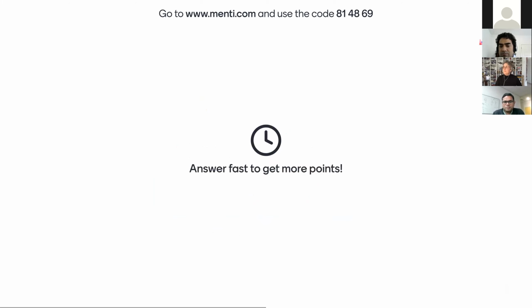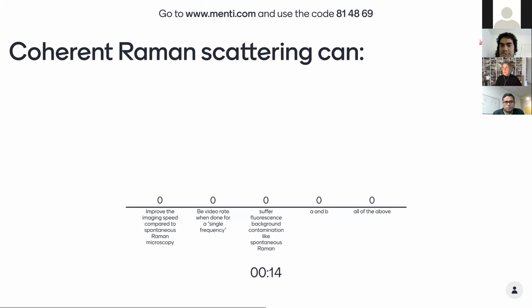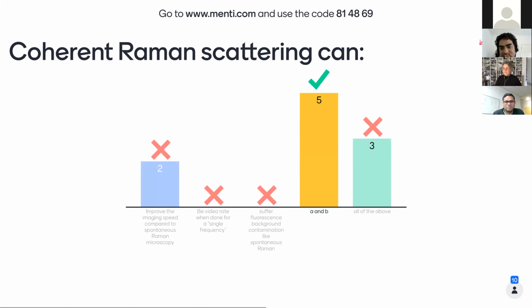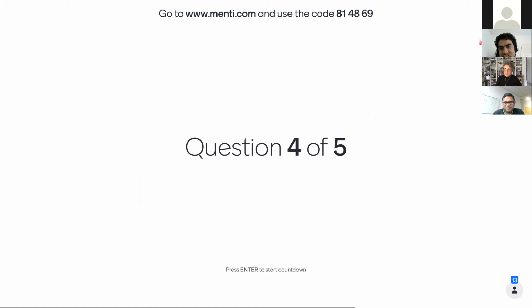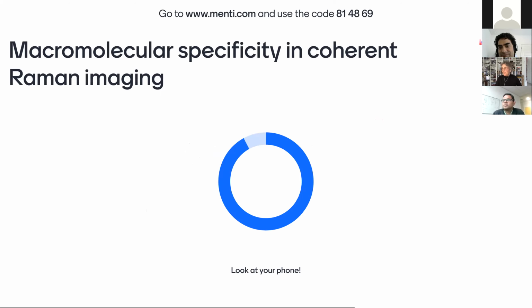Number three: coherent Raman scattering can improve the imaging speed compared to spontaneous Raman, reach video rate when done for a single frequency, suffer fluorescence background contamination, A and B, and all of the above. The time is up. A and B was correct. Very good. Five people got it right. It's sometimes hard because with A and B, you have to read it very quickly, and this is about speed as well.